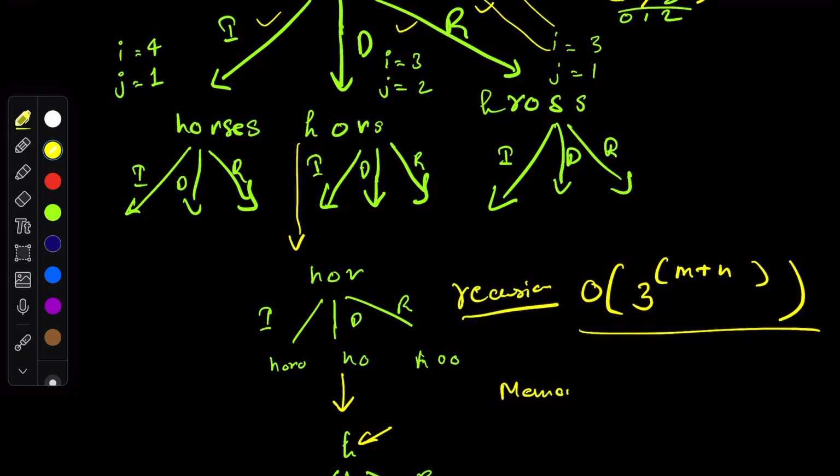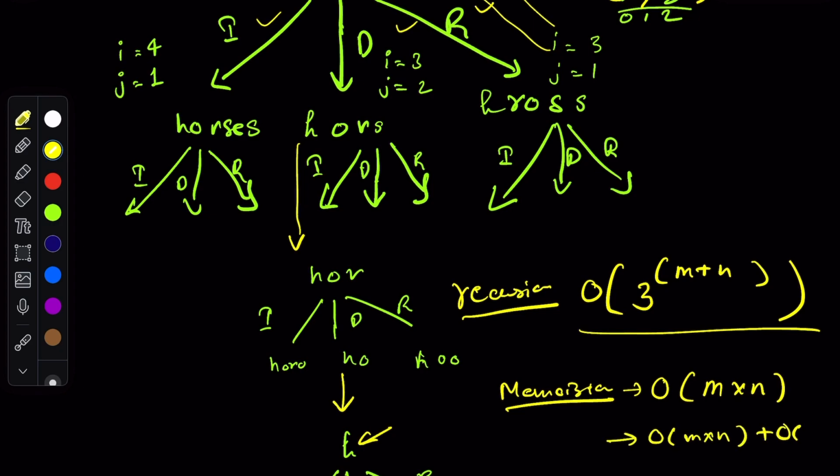And what if we memoize it? In memoization, we create a 2D array of m cross n. So we will not be going into the steps for which we already know the answer. So it will reduce to order m cross n in time complexity. And for space complexity, it will be m cross n because we are taking a 2D array, plus order m plus n for the recursion stack. That's the depth of the tree, which is the maximum it can go. That's all. Let's look at the code now.